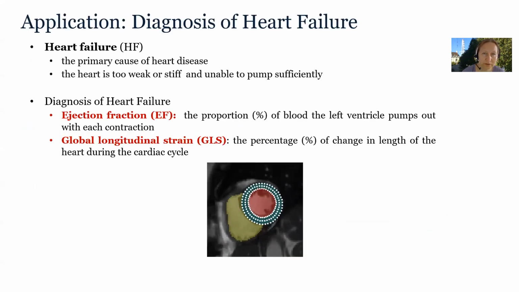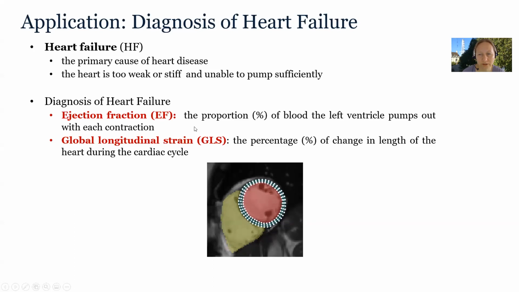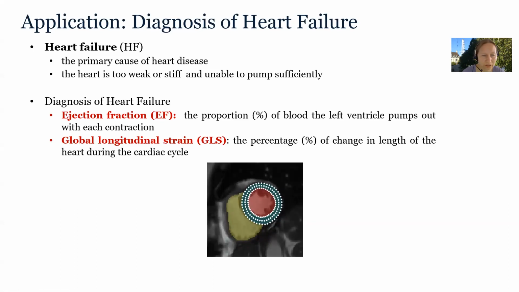The application that we will use to demonstrate classification concepts is diagnosis of heart failure. Heart failure is the primary cause of heart disease, and it happens when the heart is too weak or stiff and therefore unable to pump blood sufficiently. Diagnosis of heart failure is best done using imaging, either MRI or ultrasound. The two markers that we can calculate from the imaging are ejection fraction, which is the proportion of blood of the left ventricle pumped out with each contraction, and global longitudinal strain, which is the percentage of change in length of the heart during the cardiac cycle.